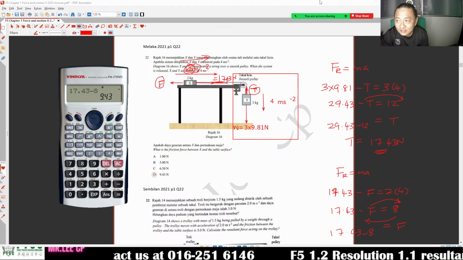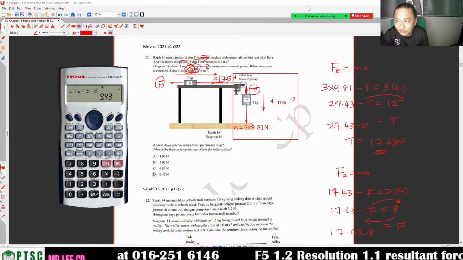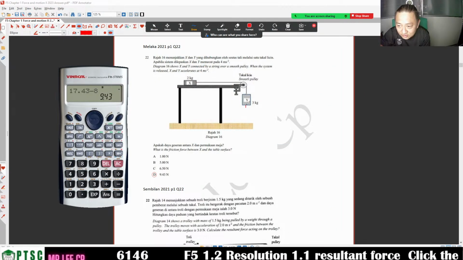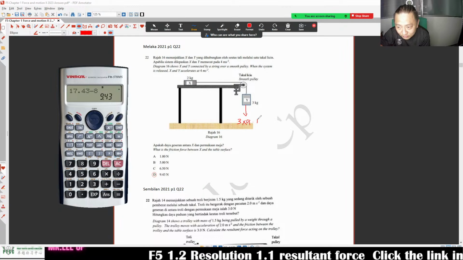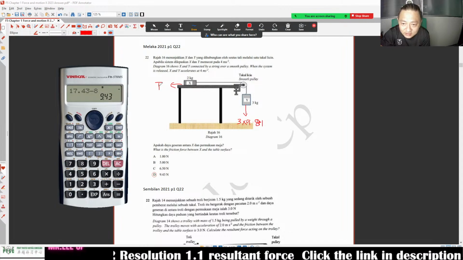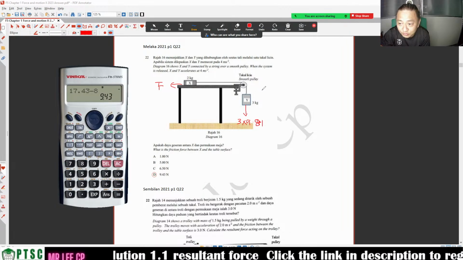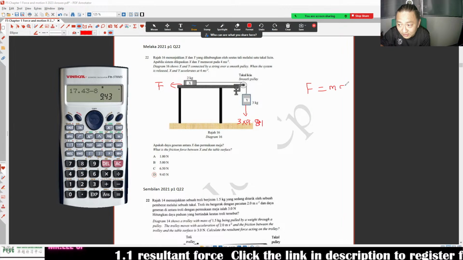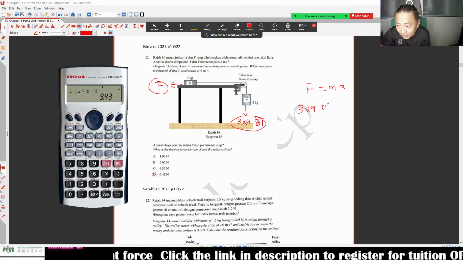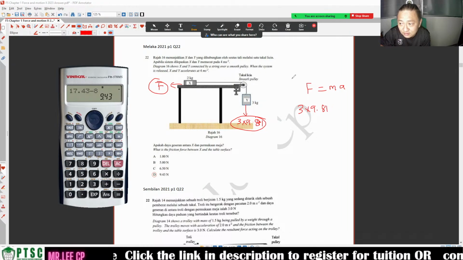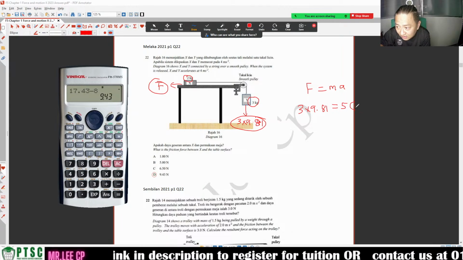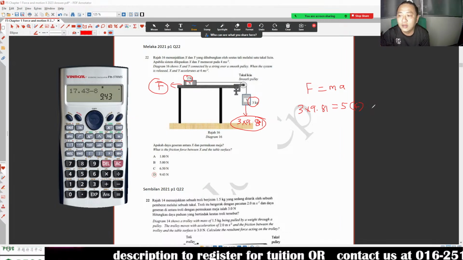Now, as I told you, if I want to do it fast, how am I going to do it? You see, this one is 3 times 9.81. This one is T, I don't know. This is F. So the resultant force, F is equal to MA. The resultant force will be this one minus this one: 3 times 9.81 equals MA. Total mass 3 plus 2, 5A. A is 4.